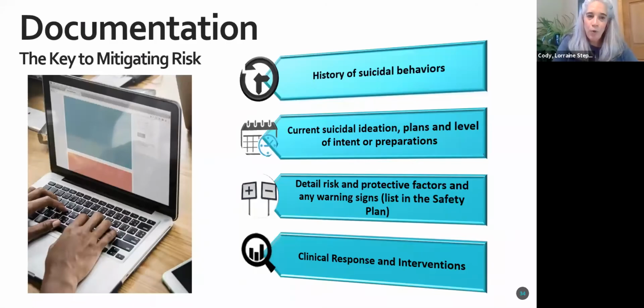So when you're documenting, remember that part of why we document is, sadly, to mitigate risk, so that if there is ever a question on what we did, we did everything that we knew how to do. The first thing you would start out with is a history of suicidal behaviors, and this includes self-harm. So this is cutting, doing very dangerous things.